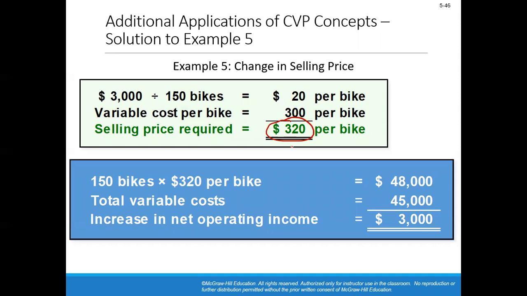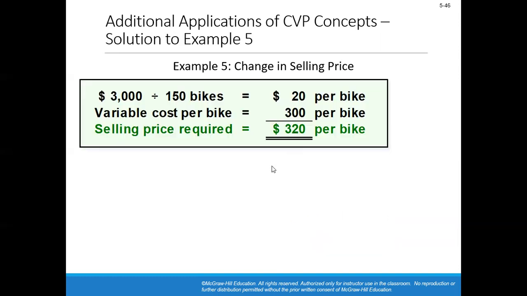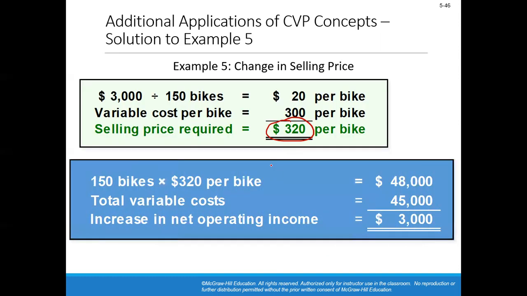Now, why are we not concerned about the fixed expense? Because there has been no change in the fixed expense. Otherwise, you have to think in more detail.